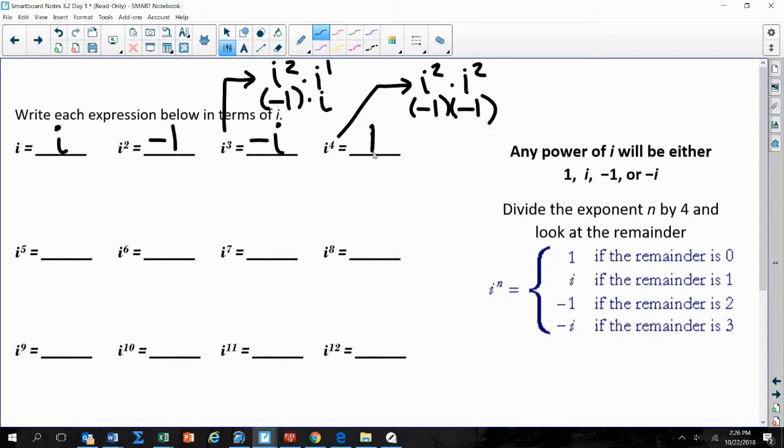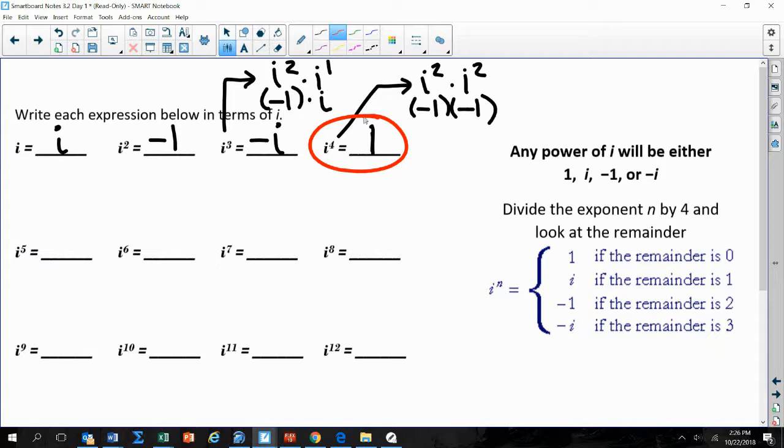Just 1, right? -1 times -1 is just 1. So what we're doing is we're just going to keep breaking apart the i to whatever power it is to try to simplify it. This is really helpful. If I can reduce something to 1, that's what I want, right? That's the most desirable simplification.